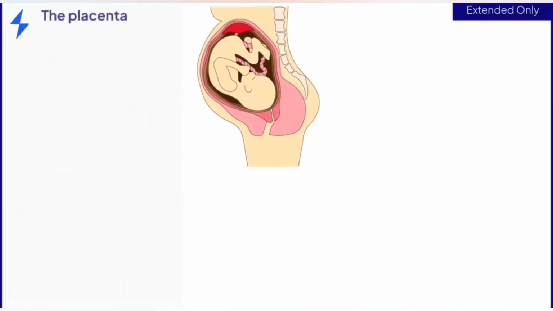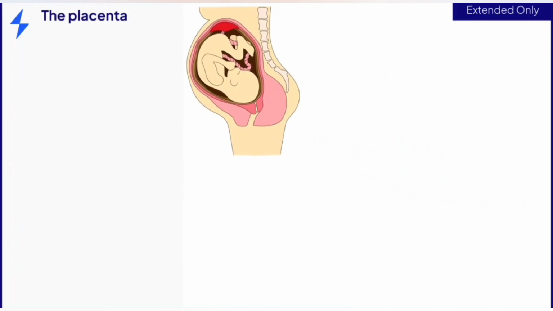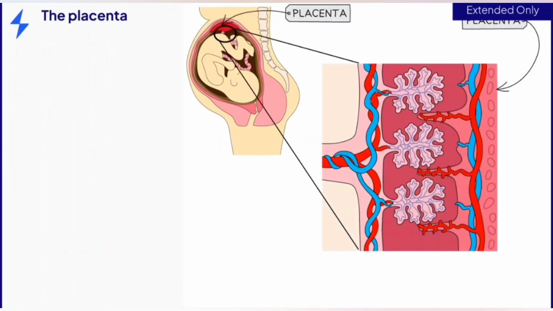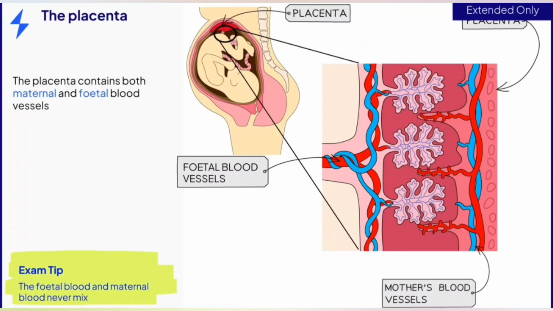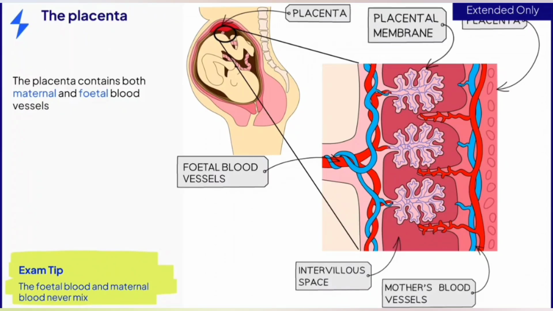Let's take a look at the placenta in a little bit more detail. Within the placenta, there is a complex network of blood vessels belonging to the fetus as well as the mother. It is important to know that the fetal blood and the maternal blood never mix. Instead, materials cross the intervillous space between the two blood supplies, then across the placental membrane of the villi.